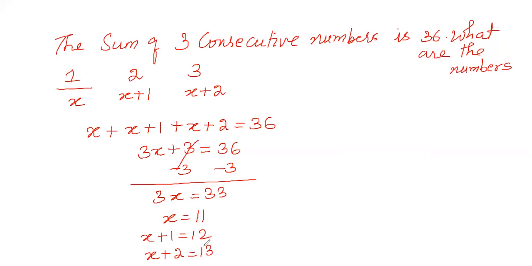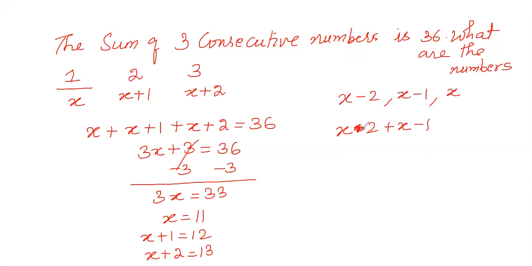So 11 plus 12 is 23. 23 plus 13 is 36. So your answer is correct. You can also do it another way. Here you have taken x, x plus 1 and x plus 2. You can also take x minus 2, x minus 1 and x. These are also consecutive, right? So what I do is I add them.